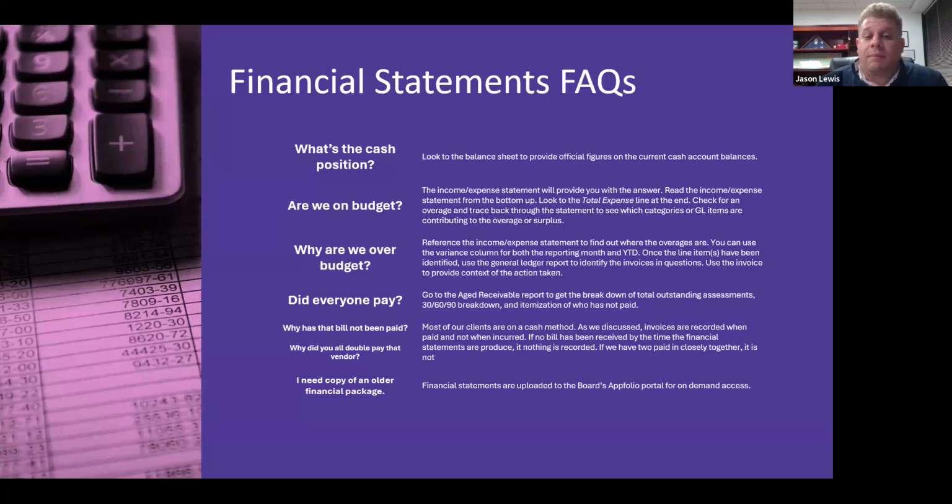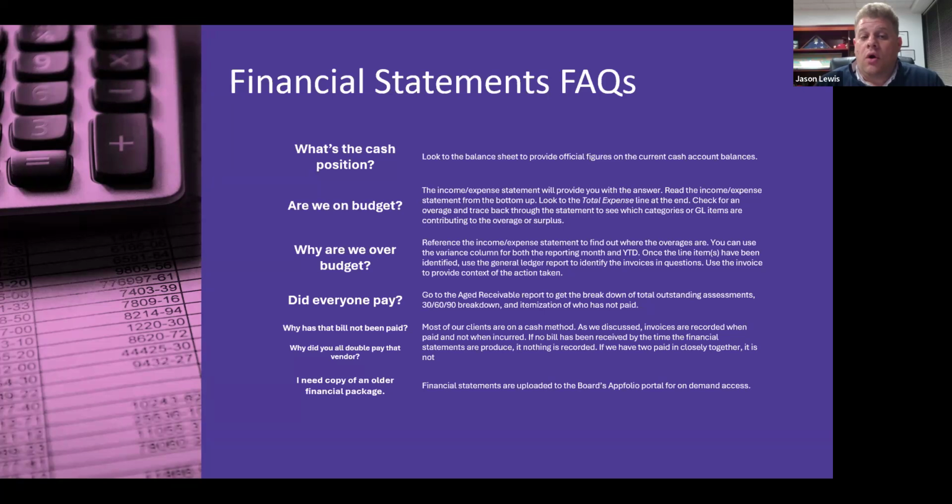Did everyone get paid? That's going to be your aged receivables report and a breakdown of total outstanding. That's your aged receivables report with the outstanding assessments broken down 30, 60, 90 days. Why has the bill not been paid?